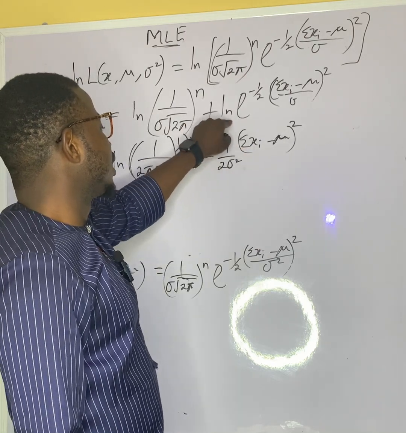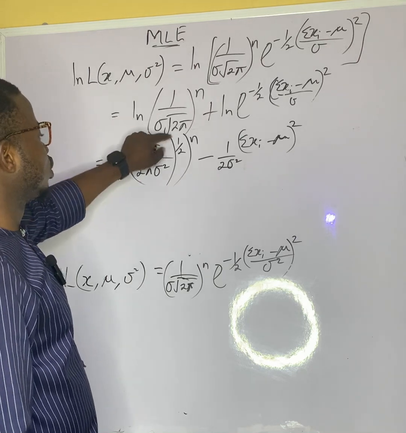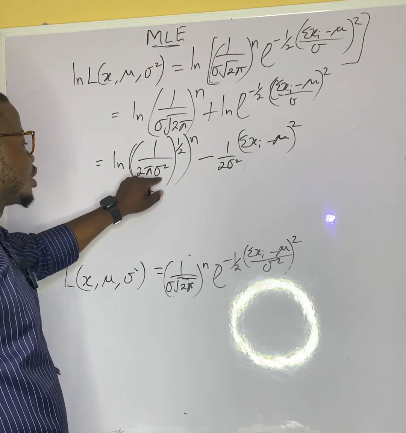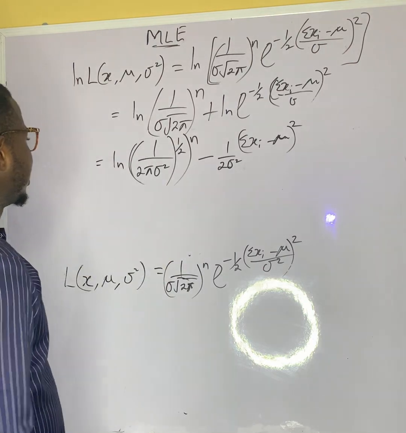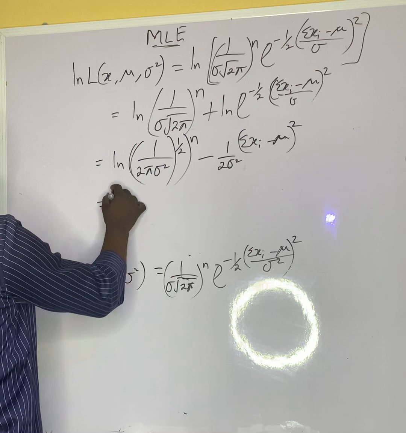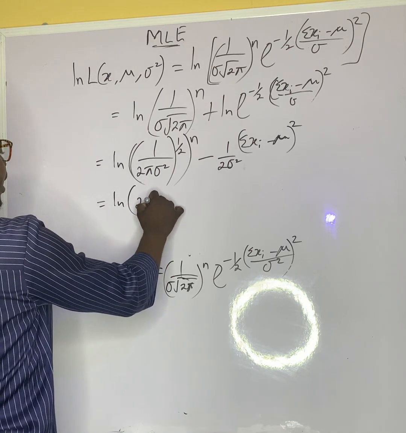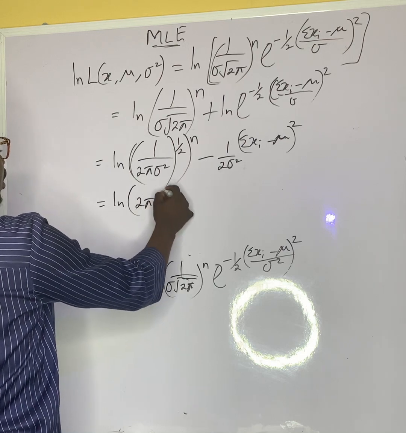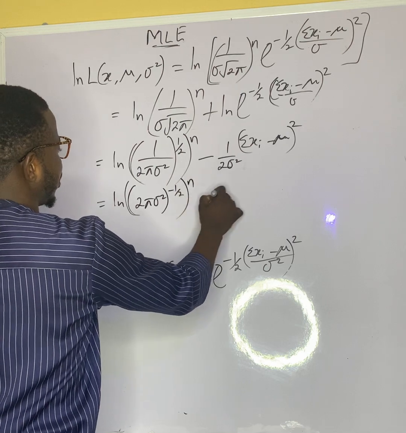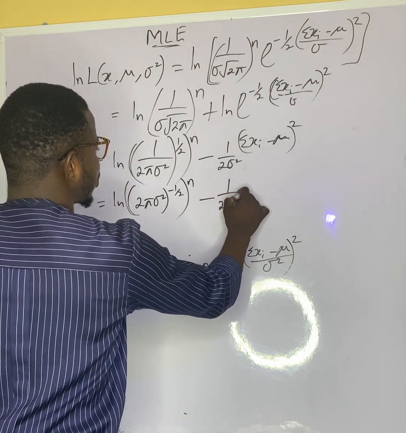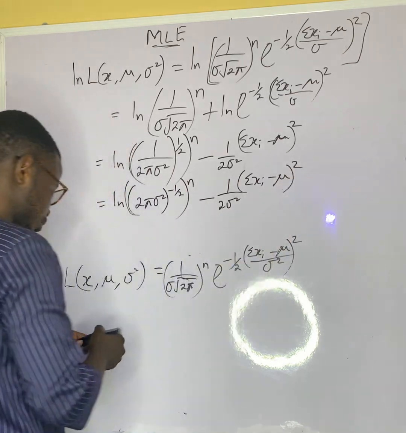So this means we cancel this particular one. So from here we can actually write this one as 1 over sigma square root of 2 pi. We can write it as 2 pi sigma square raised to the power of half. So now everything is raised to the power of n over there. So we can still write it as the ln of 2 pi sigma square raised to the power minus 1 over 2, then raised to the power n, minus 1 over 2 sigma square summation (xi minus mu) all squared.